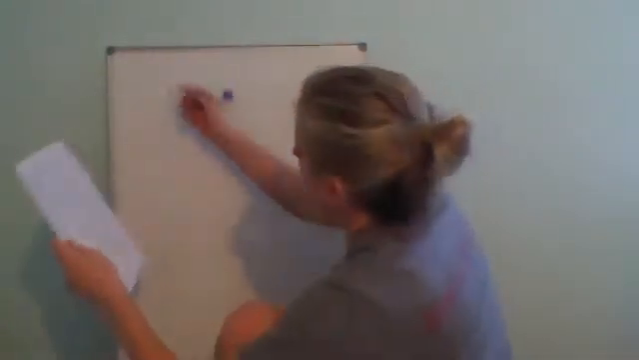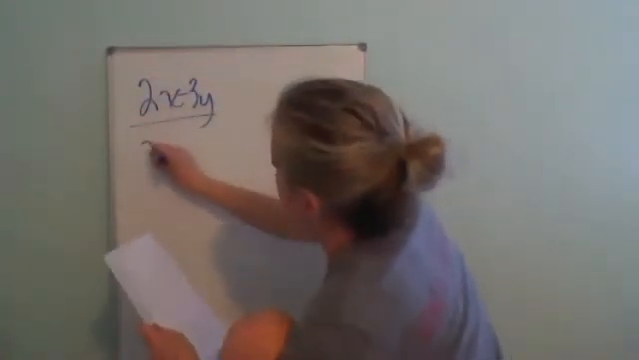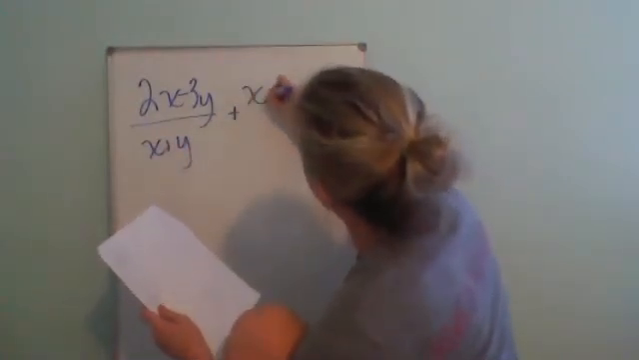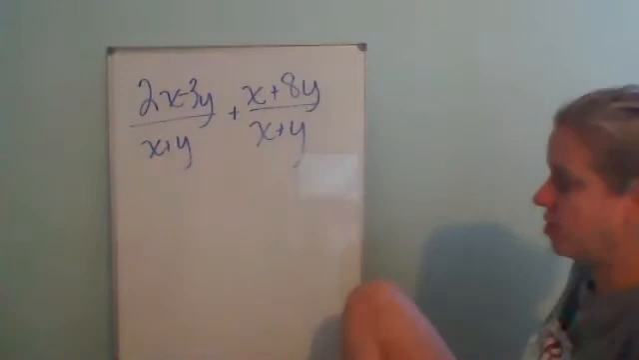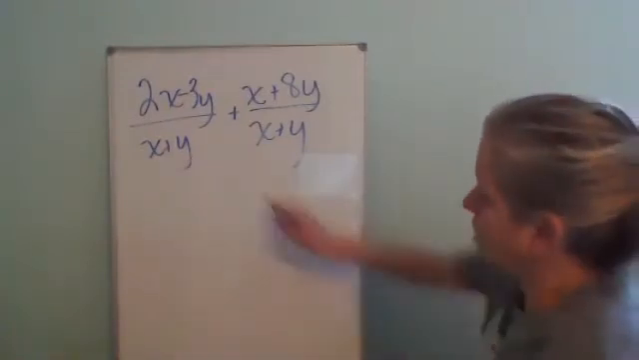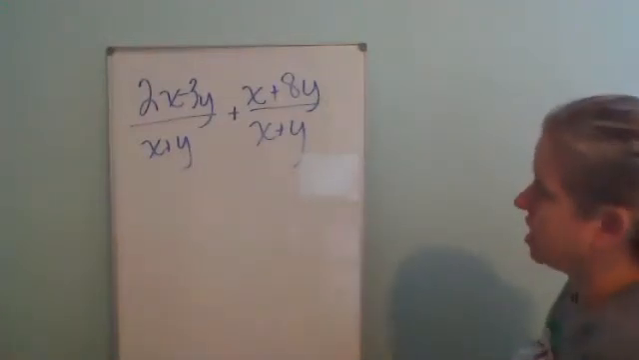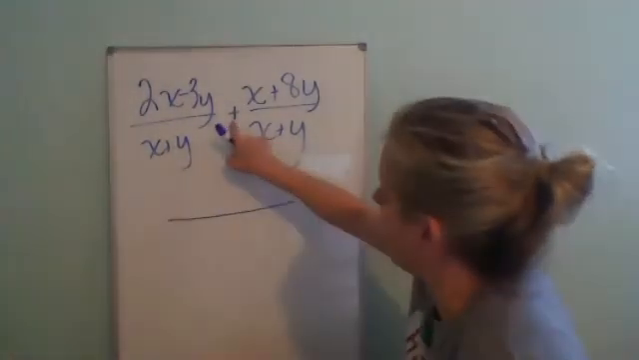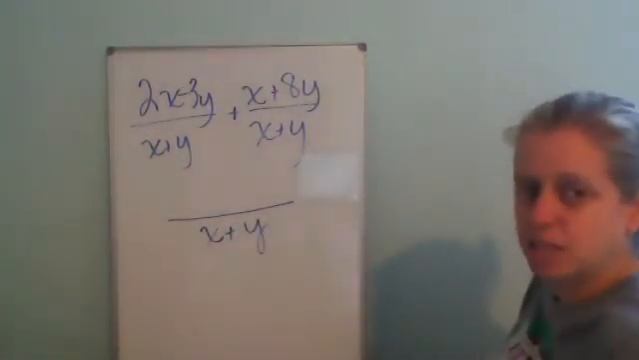All right, number 11, now we're adding. So you have 2x minus 3y over x plus y plus x plus 8y over x plus y. So when I'm doing this one, first things first, I do have a common denominator, which makes this an easier problem than if you didn't. When you have a common denominator, you're just simply going to add these two fractions together and turn them into one fraction over that common denominator of x plus y.